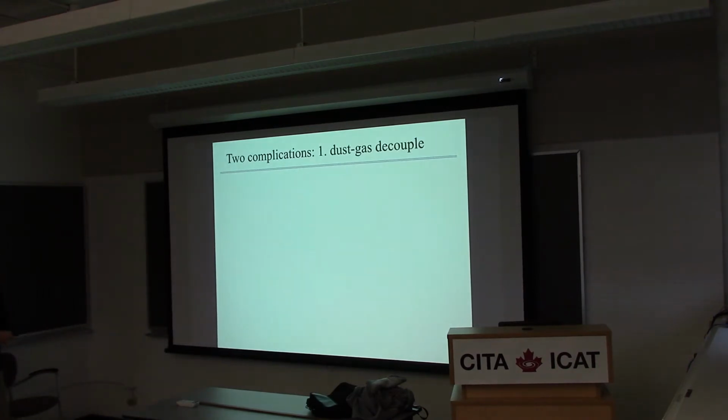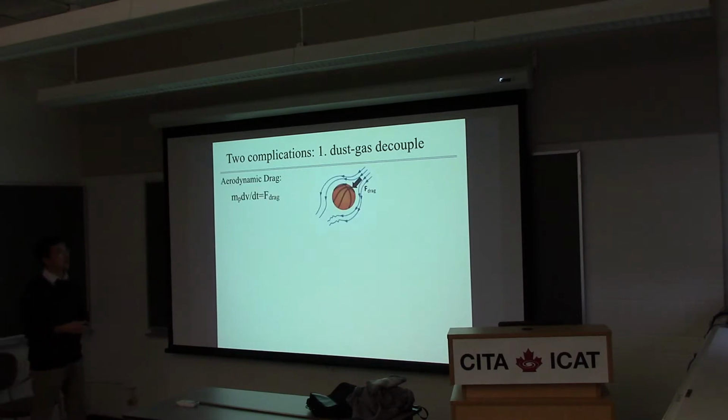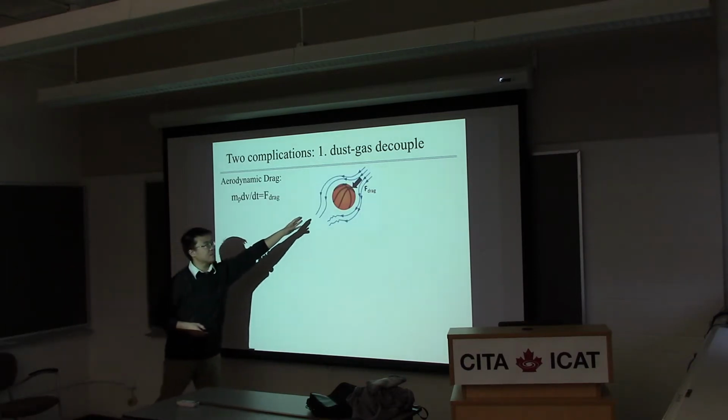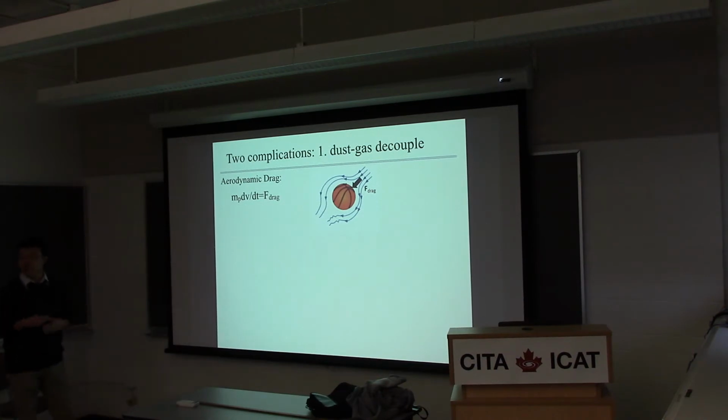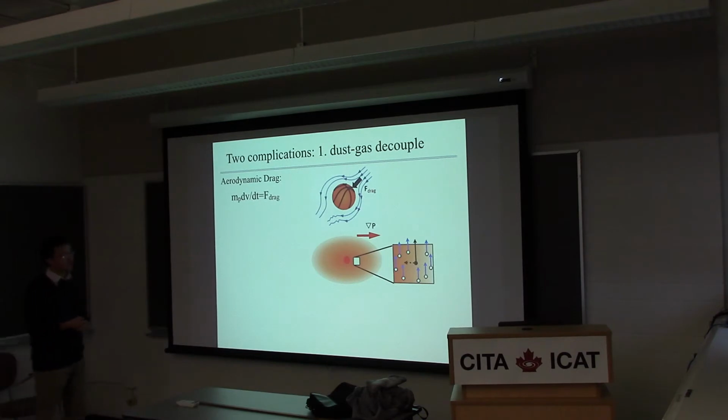But there are some complications. The first complication is that these ALMA observations are more sensitive to dust particles than the gas. So dust and gas are not perfectly coupled in protoplanetary disks. The physics is the same as when you throw a basketball. The basketball will feel aerodynamic drag, or when you drive a car, you feel a drag force, it slows you down. So the same thing happens in protoplanetary disks.